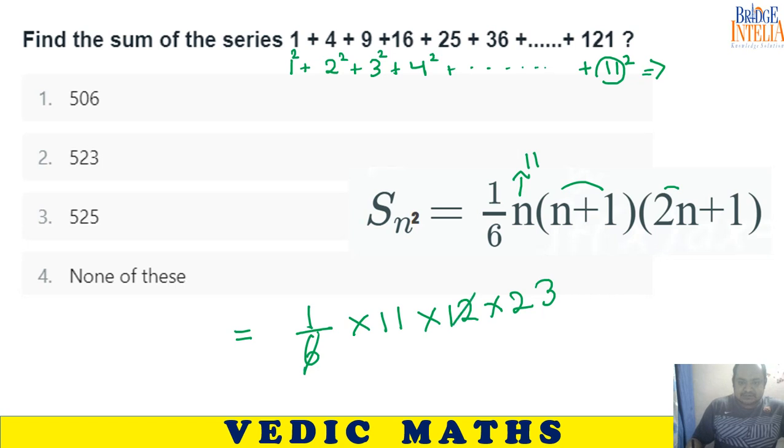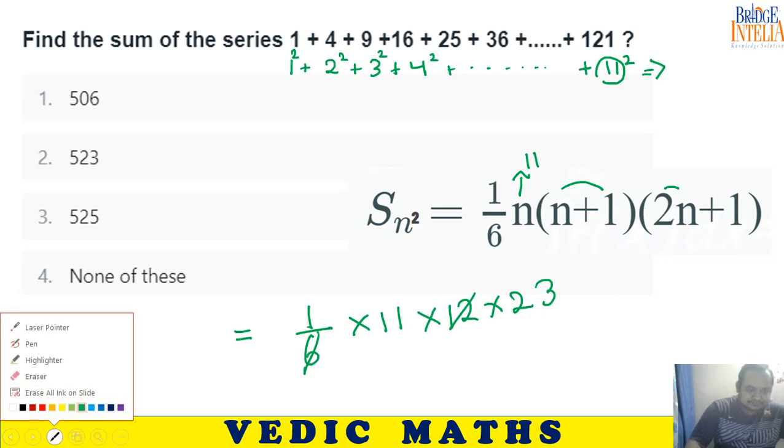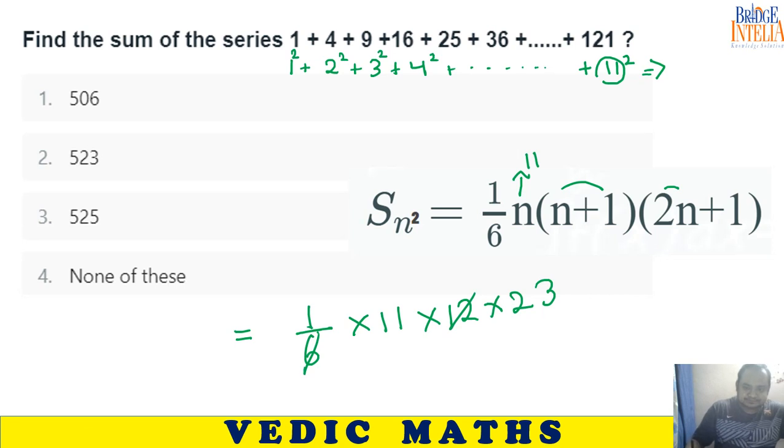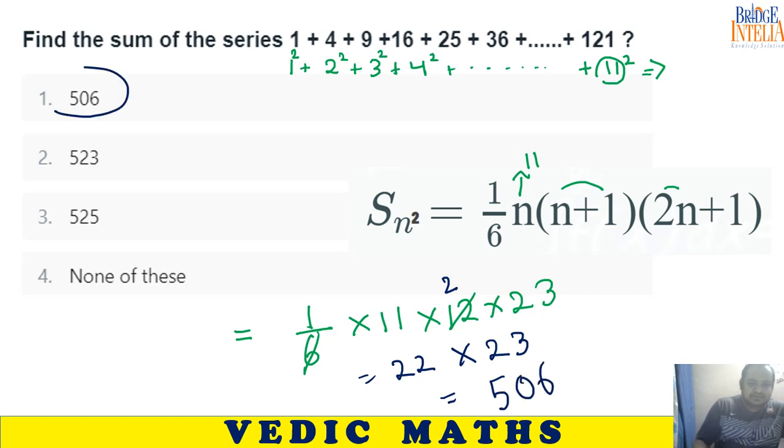Now 6 and 12 can be cancelled out. So 6 2s are 12. So this is 11 into 2. So 22 into 23. So 22 into 23 is equal to 506. So this is the correct answer.